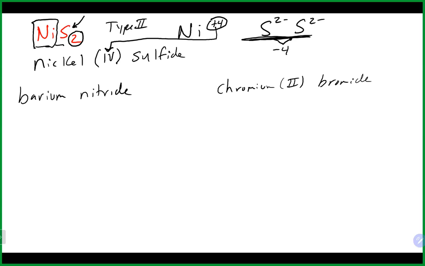So if you have the name and you want to go backwards, it's important to recognize what type of compound you have. Is it ionic? Is it covalent? When we look at barium, we know that's a metal, and nitride is nitrogen, which is a nonmetal. So right off the bat, it tells us it's ionic. That means we're going to have a cation that's positive and an anion that's negative, and when we put it together, we want to make sure that it equals 0.